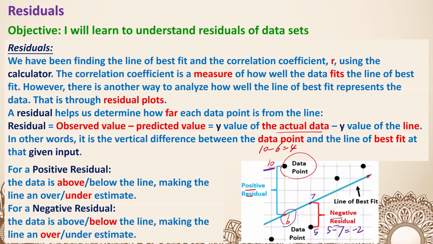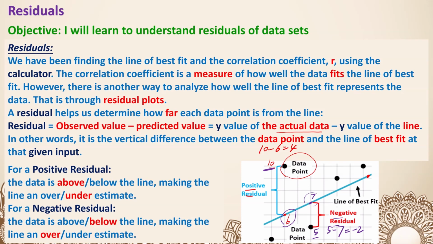And for a negative residual, the data is below the line, and that means it's an overestimate because, for example, this one, it's supposed to be a 5, but you thought it's a 7, so you have overestimated by 2. So that's the kind of residual we may see.